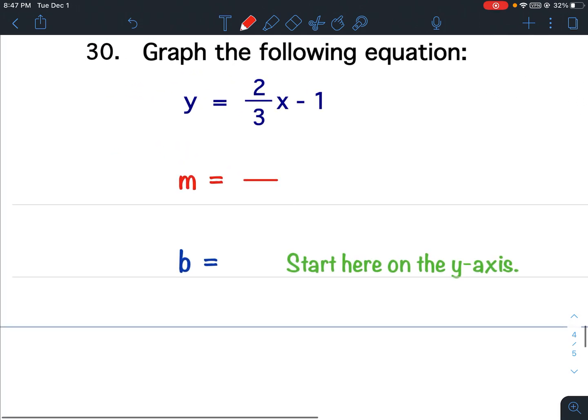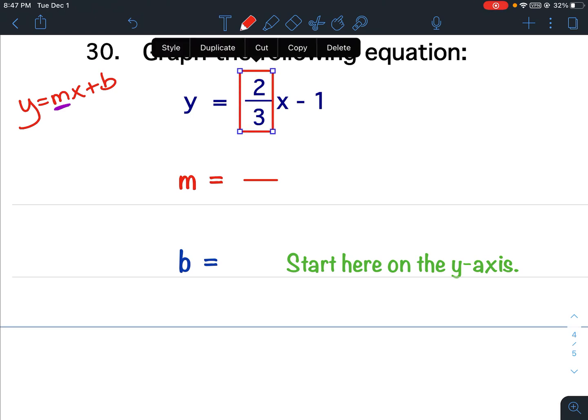Well, if you look at the equation, it's y equals mx plus b, where the slope is in front of x. So, what is the number in front of x? That number would be 2/3. So, my slope is 2/3.